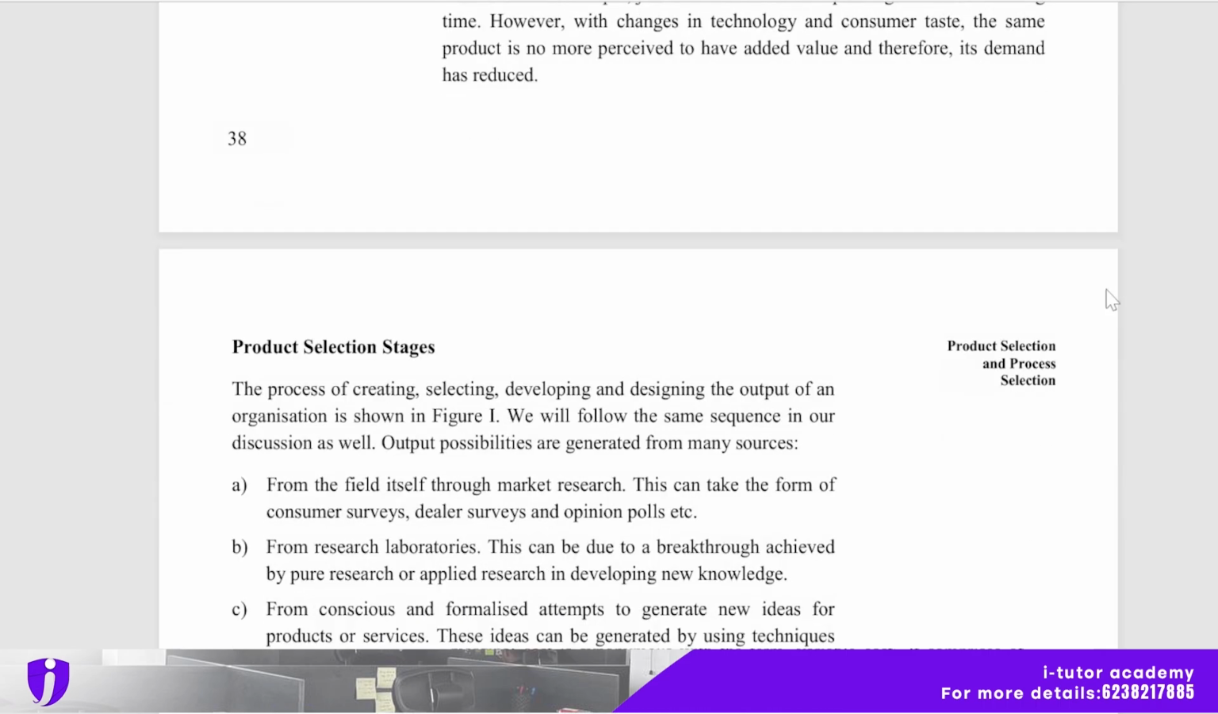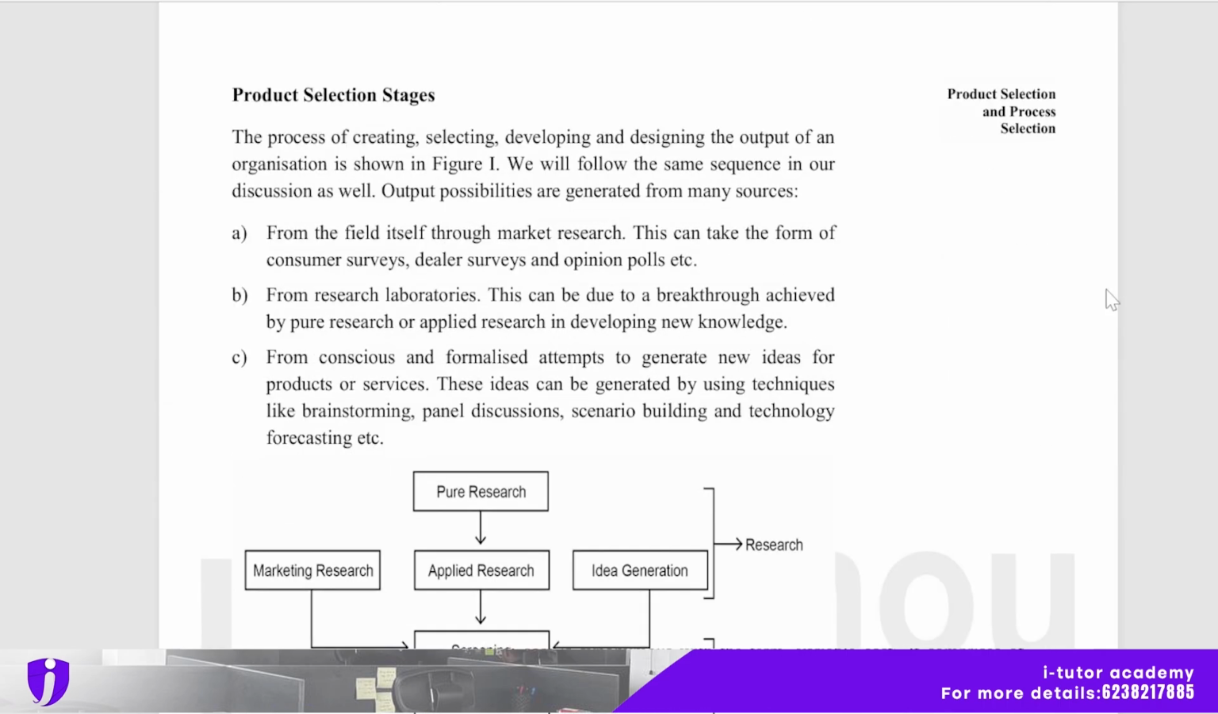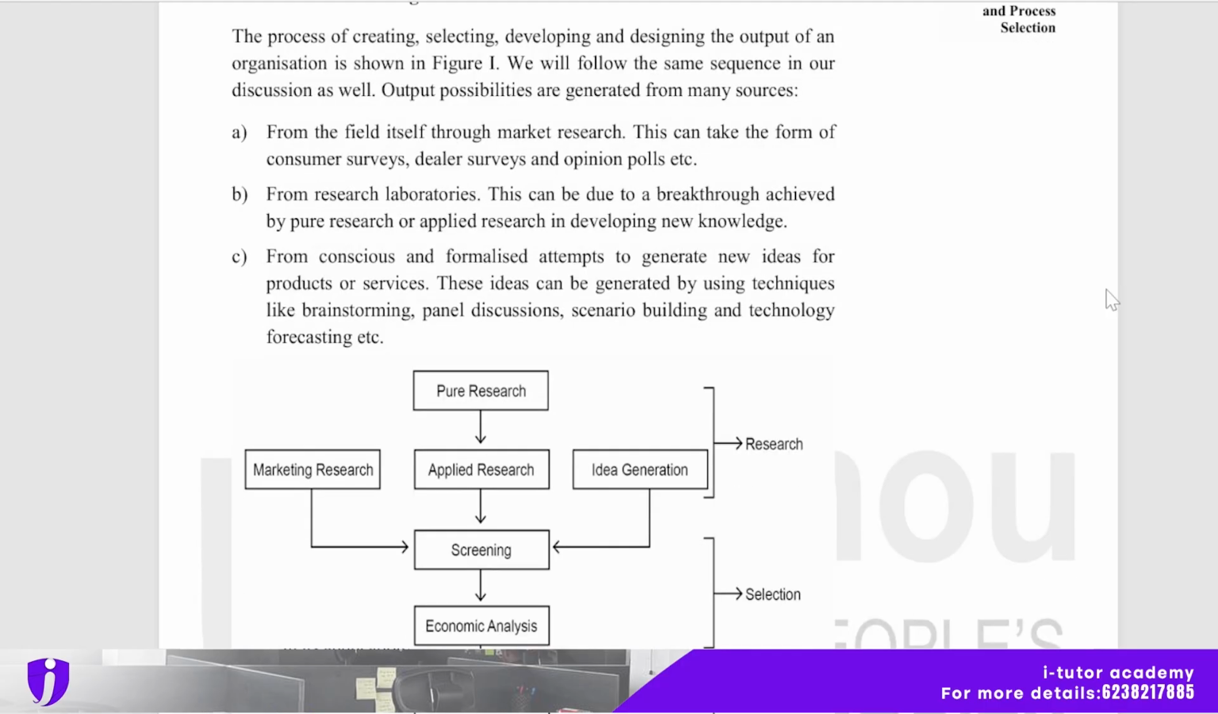Okay, so the product selection stages are here. Output possibilities are generated from many sources: from the field itself through market research, which can take the form of consumer surveys, dealer surveys and opinion polls; from research laboratories, through breakthroughs achieved by pure research or applied research in developing new knowledge; and from conscious and formalized attempts to generate new ideas for products or services.